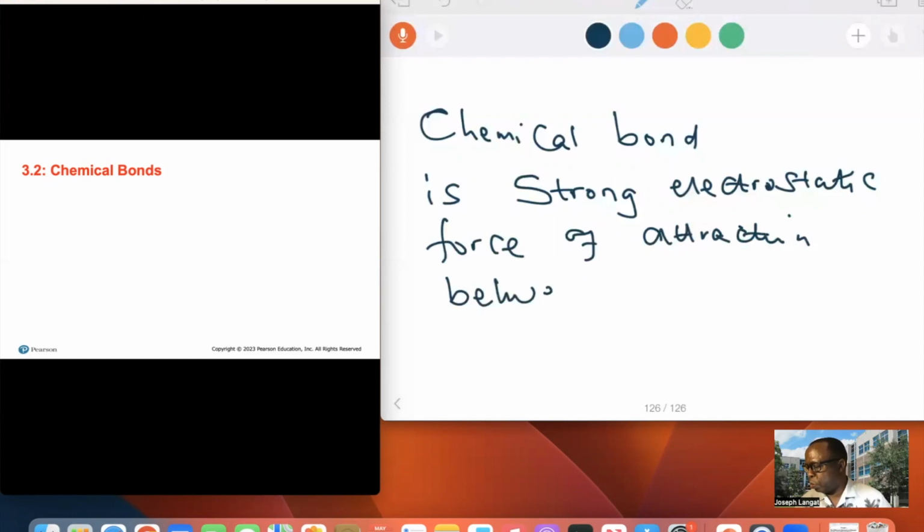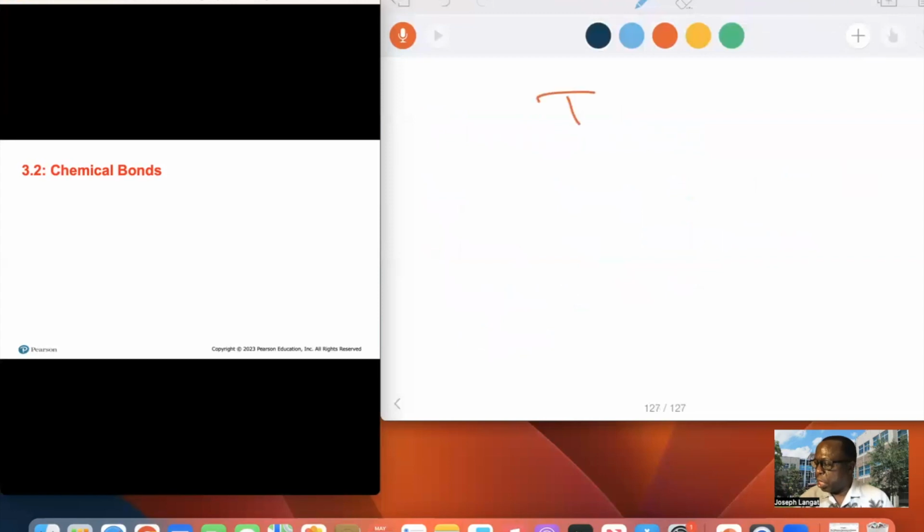A chemical bond is a strong electrostatic force of attraction between two or more atoms. If you are asked to define what a chemical bond is, it's just a strong electrostatic force of attraction between two or more atoms to form compounds. At the outset, there are three types of chemical bonds.